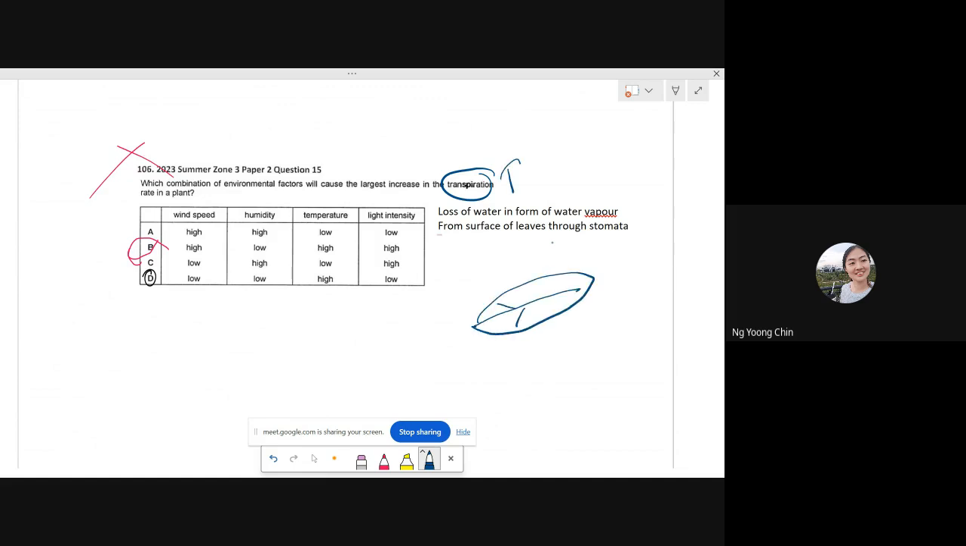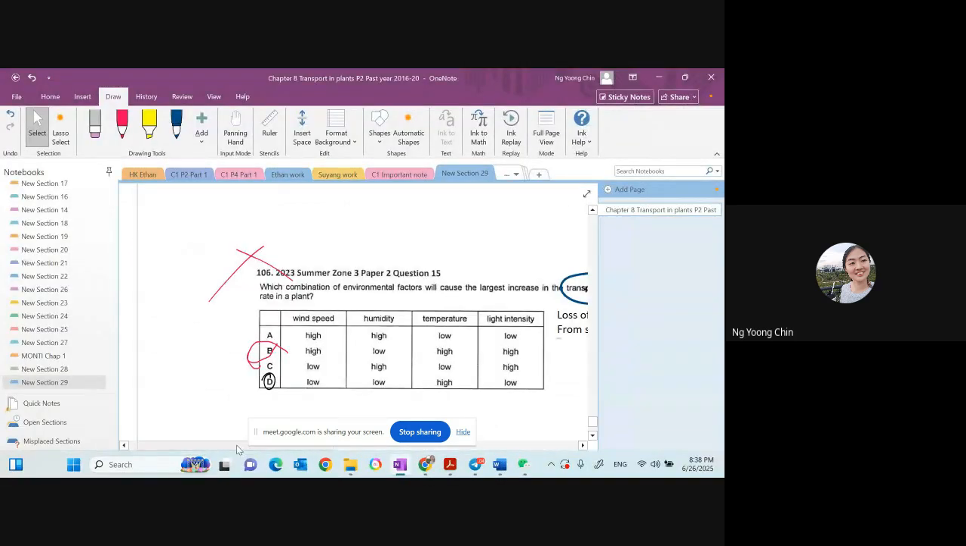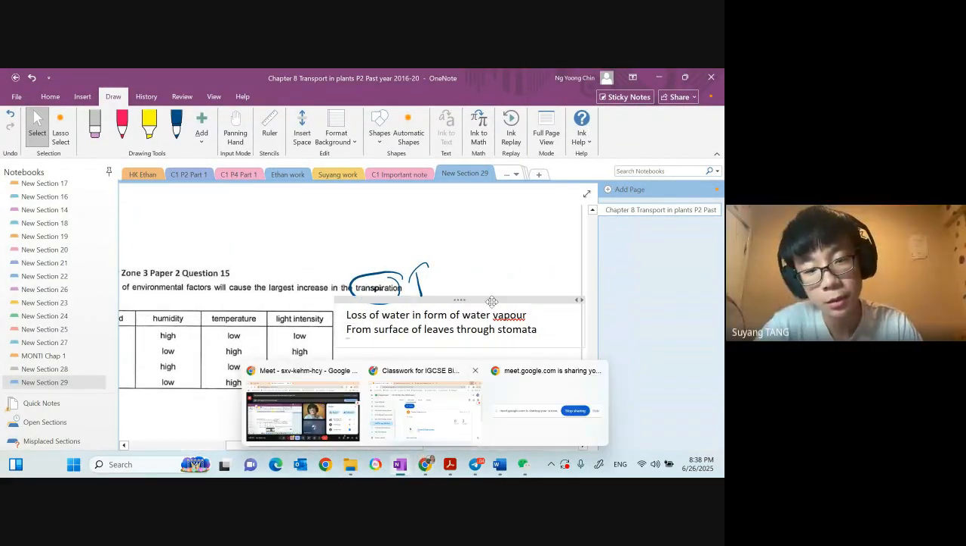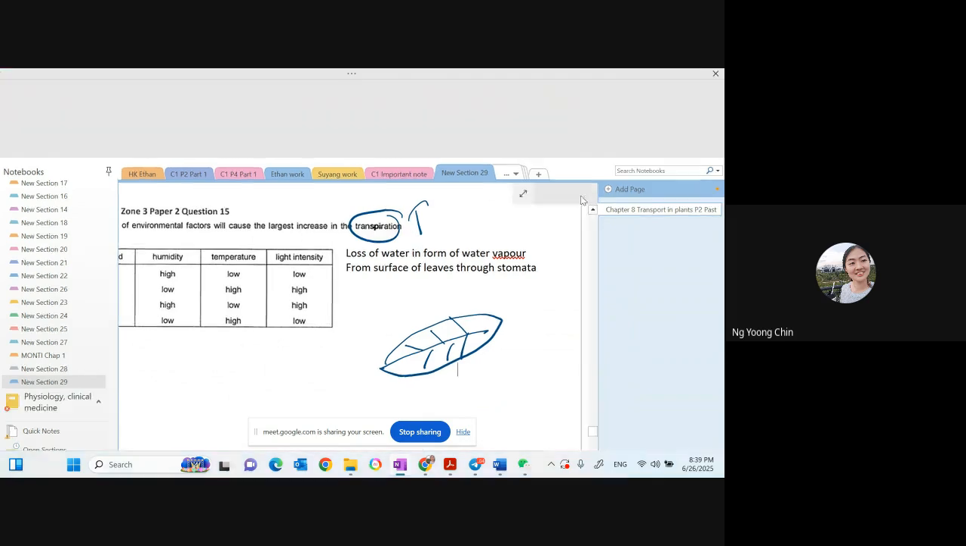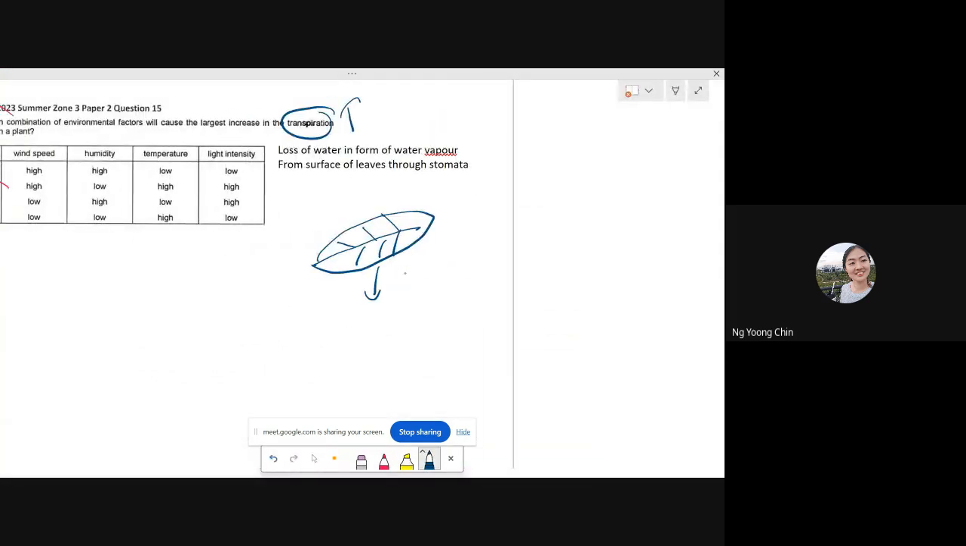Ethan, Suyang, I ask you: when the transpiration rate increases, will there be more water loss or less water loss? Hi, are you still there? When you increase the transpiration rate, will there be more water loss from the leaf or lesser water loss from the leaf? Which one, more or less? More. Yes, it's more water loss from the leaf.